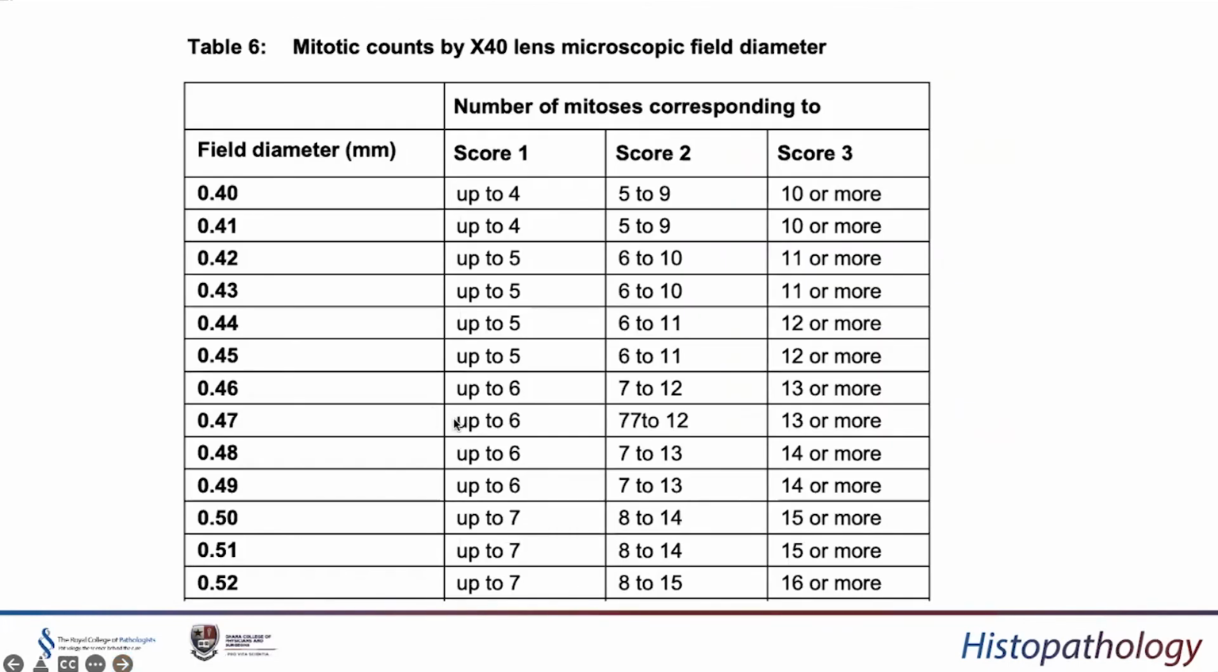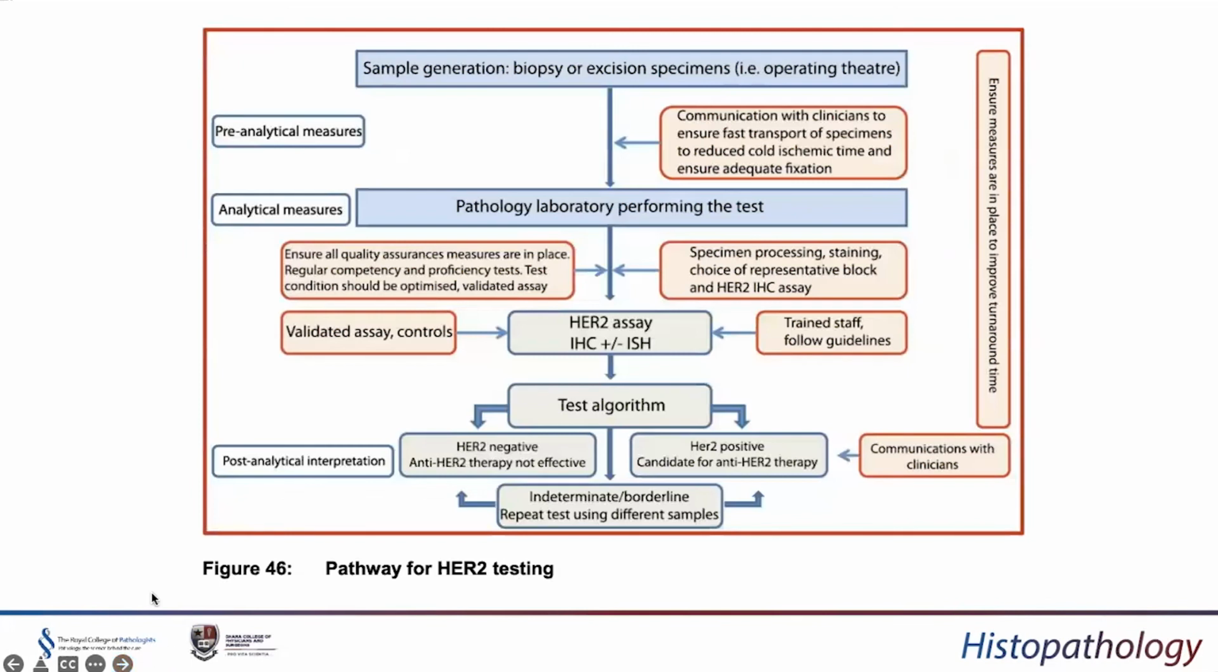It gives you practical guides about how to do your mitotic count for breast grading, so giving your field diameter, and there's guidance about how to calculate your field diameter as well, and then how to score the mitoses based on your specific microscope, again for consistency, which is the most important thing.